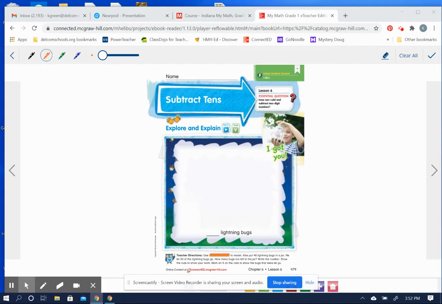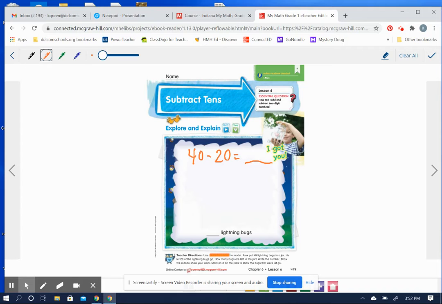So if we look at this page here and the story at the bottom, it says that Alex put 40 lightning bugs in a jar. He let 20 of the lightning bugs go. How many lightning bugs are left in the jar? So he had 40 lightning bugs to begin with, and he let 20 of them go. So we're trying to find out how many did he have left in the jar.